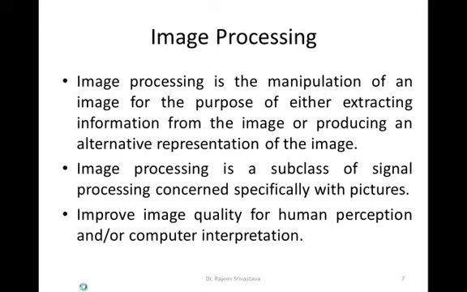Image processing. Image processing is the manipulation of an image for the purpose of either extracting information from the image or producing an alternative representation of the image. Alternatively, we can say that image processing is a subclass of signal processing concerned specifically with pictures or images, and its main task is to improve image quality for human perception and/or computer interpretation.